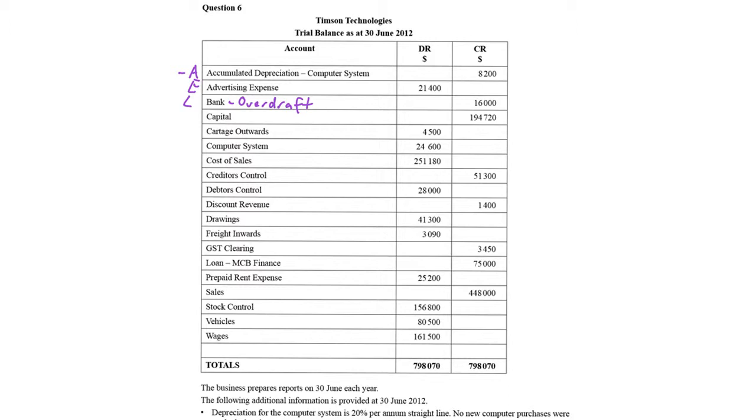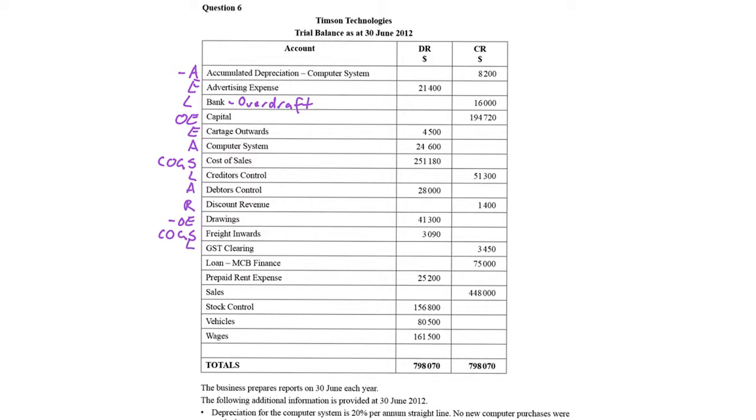Capital, owner's equity obviously. Cartage outwards, expense. Computers, an asset. Cost of sales is cost of goods sold. Creditors control, liability. Debtors control, asset. Discount revenue, revenue obviously. Drawings, negative owner's equity. Freight inwards, costs of goods sold. GST clearing, it's a liability.